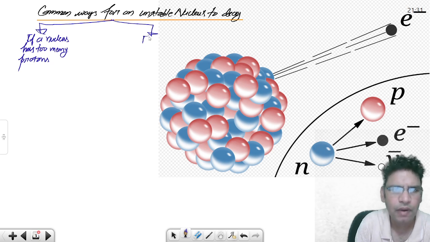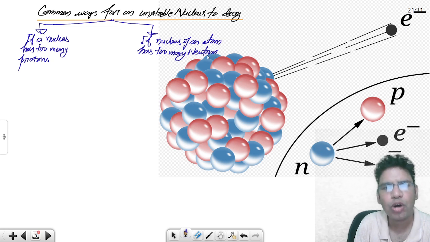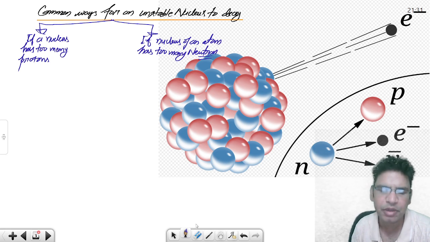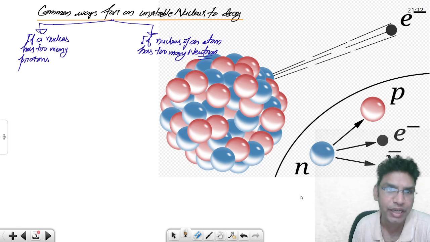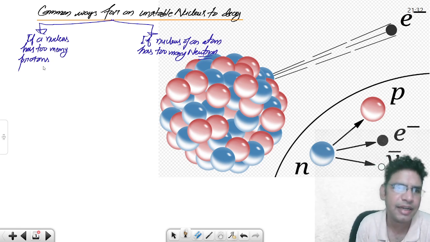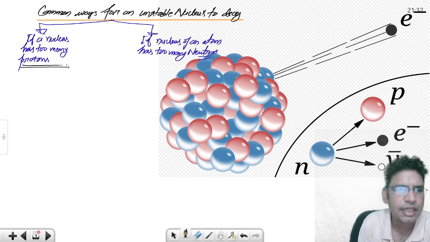Another, if the nucleus of an atom has too many neutrons. They cannot accommodate too many neutrons, too many protons. It is unstable, and typically after atomic number 92, uranium, elements are unstable, right? So what physics is going to happen?